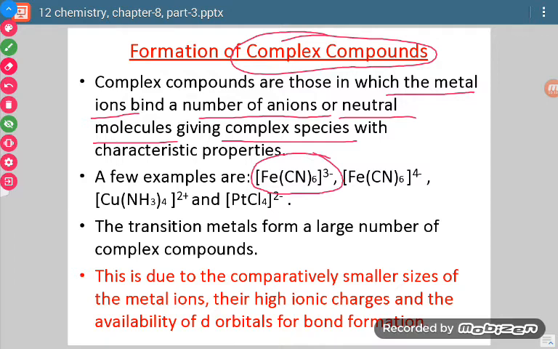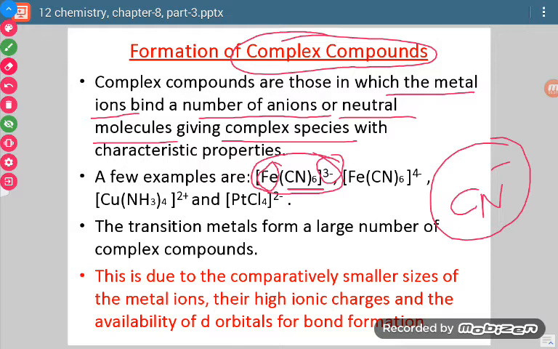Now here, this is the central metal atom. Fe is the central metal atom which is bonded to 6 CN groups. When 6 CN groups are attached, these are cyanide ions, CN negative. These ions are attached to iron, and then the overall charge on this species becomes 3 negative.